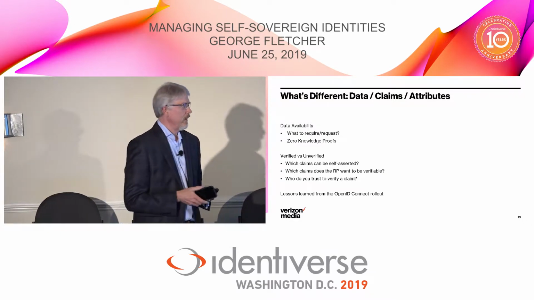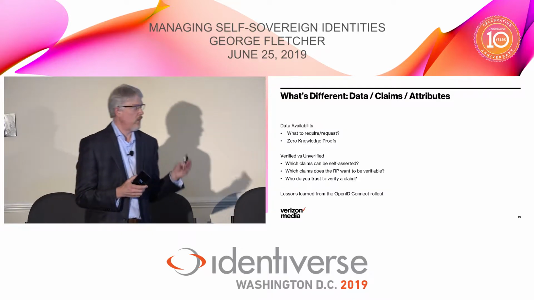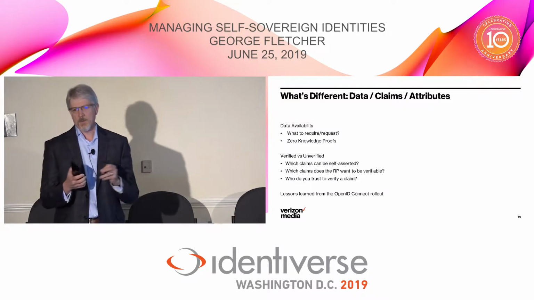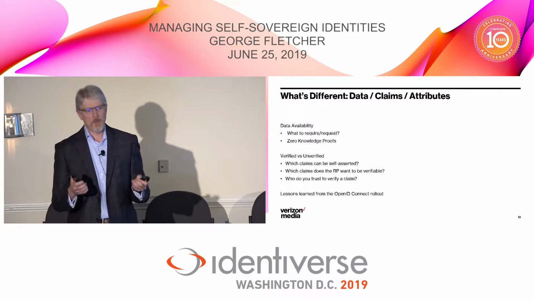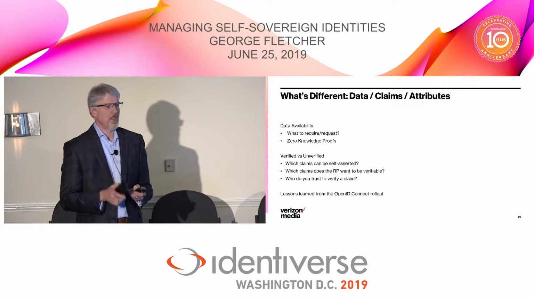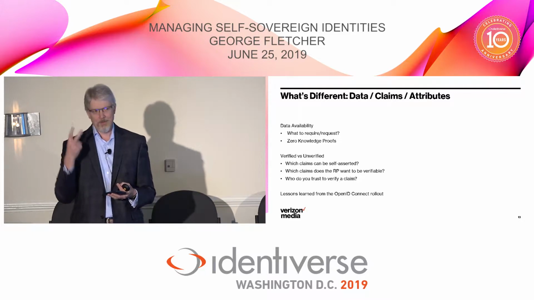And then finally, there's a lot of talk in the self-sovereign identity space around it's privacy preserving because you only push the stuff you want. However, when we rolled out OpenID Connect, the two things relying parties wanted was effectively an email address and a phone number. I want a way to communicate with the users.